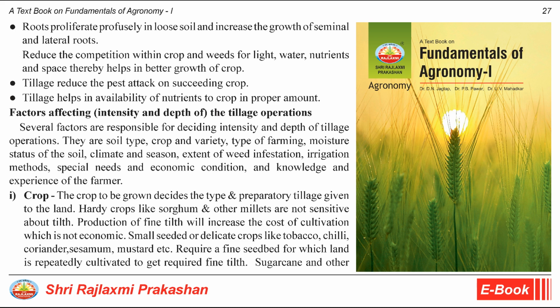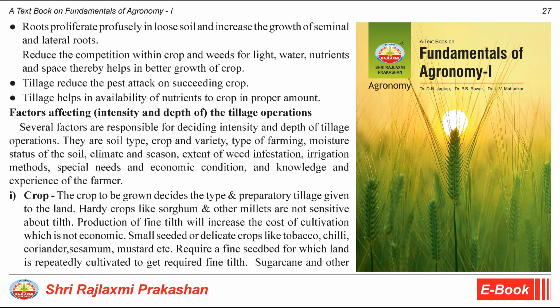Factors affecting intensity and depth of the tillage operations. Several factors are responsible for deciding intensity and depth of tillage operations. They are soil type, crop and variety, type of farming, moisture status of the soil, climate and season, extent of weed infestation, irrigation methods, special needs and economic condition, and knowledge and experience of the farmer. Number 1. Crop. The crop to be grown decides the type and preparatory tillage given to the land.